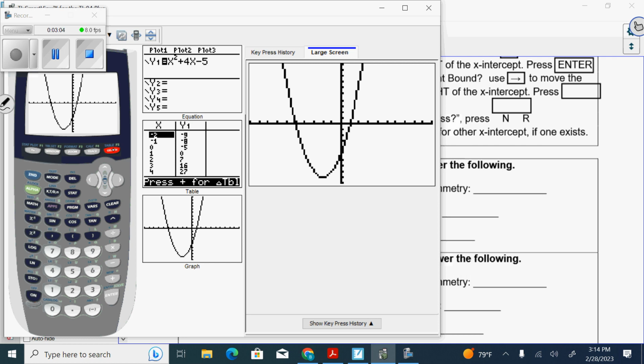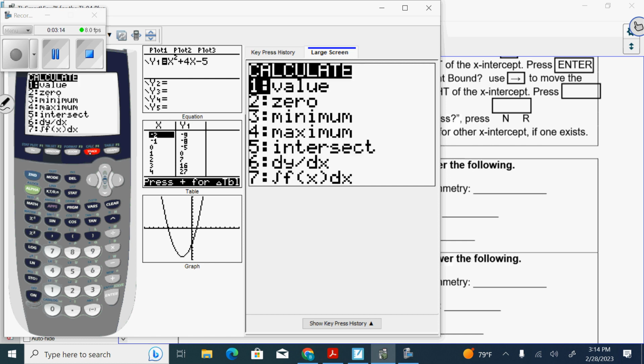Okay, what does step 1 in that box say to press? Second trace. So second is this blue button right here, so you're going to hit that button first. Okay, and then trace is the 4th button in the very top row up here, so you're going to hit that next, and it brings up a list. Okay, this is where we decide if we're looking for a maximum or a minimum. You guys said ours was a minimum, right? So that would be which number here? 3. So I hit number 3.